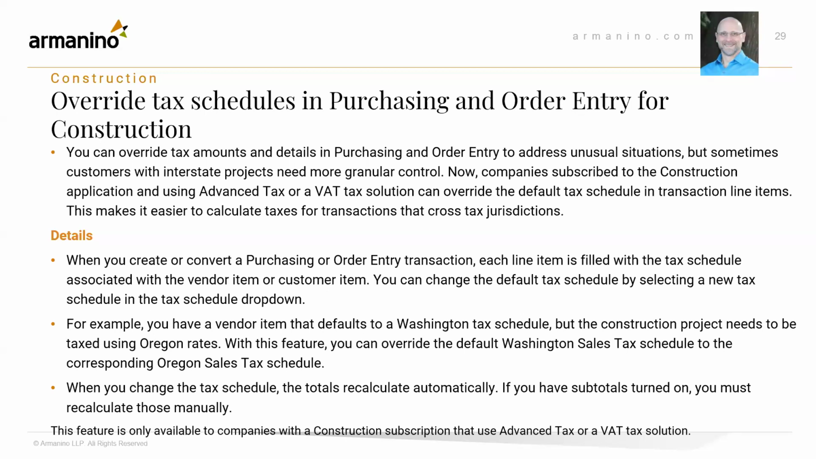When you create or convert a purchasing or order entry transaction, each line item is filled with the tax schedule associated with the vendor item or customer item. You can change the default tax schedule by selecting a new tax schedule in the tax schedule dropdown. For example, if you have a vendor item that defaults to a Washington tax schedule, but the construction project needs to be taxed using Oregon rates, with this feature, you can override the default Washington sales tax schedule to the corresponding Oregon sales tax schedule.